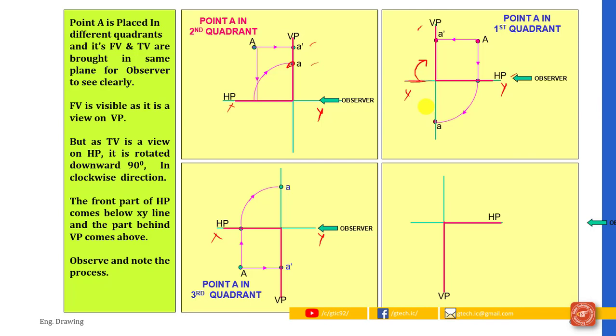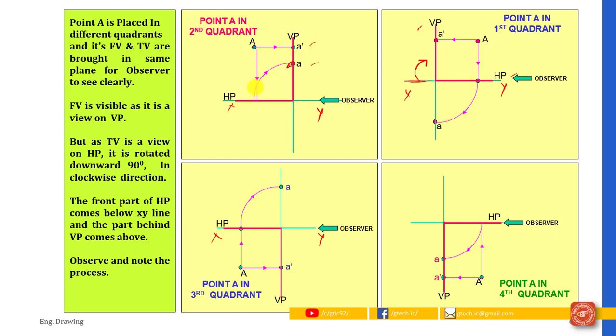Okay, now place a point in the fourth quadrant, and here you see this representation. Now you can clearly see the difference between the position of a point in different quadrants. In the first quadrant you can see the front view is seen on the VP and the top view is seen below the XY line, above the HP.